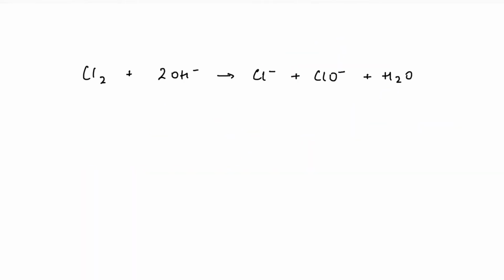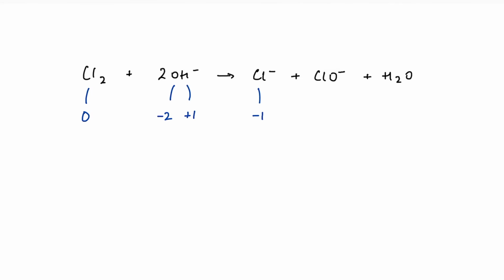A second example. Let's start by assigning oxidation states. So to begin with, chlorine is an element. Oxidation state of all atoms and elements is 0. In the hydroxide ion, I've got oxygen at -2, hydrogen at +1. Overall, the oxidation state of this ion equals the charge on the ion. Chloride here is a simple ion, so oxidation state is the charge on the ion.